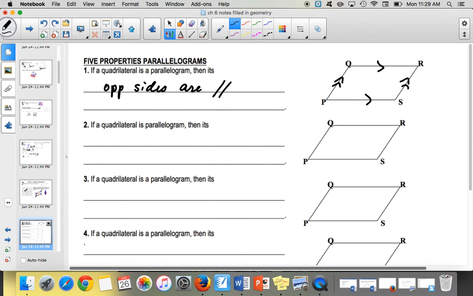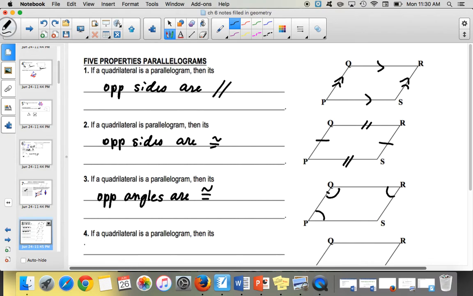If a quadrilateral is a parallelogram, then its opposite sides are, what was the next one? Yeah, they're congruent to each other. So these two are the same and these two are the same. If a quadrilateral is a parallelogram, then its opposite, let's do angles, are congruent. So these two are the same as each other, and then these two are the same as each other.